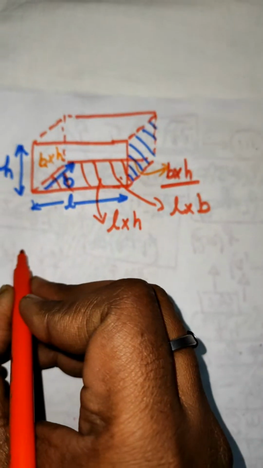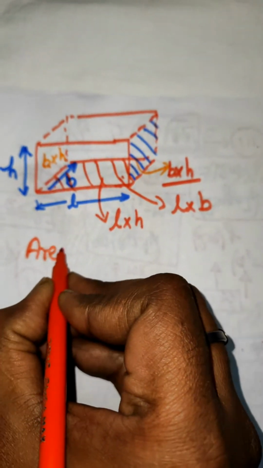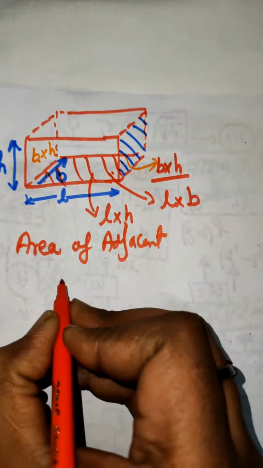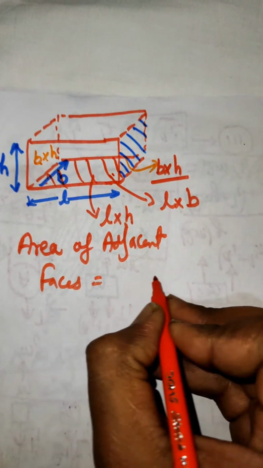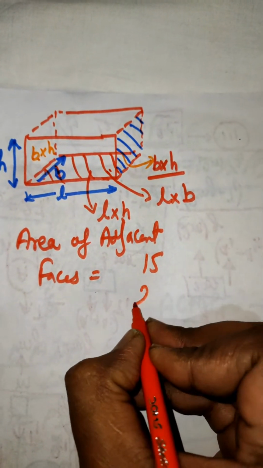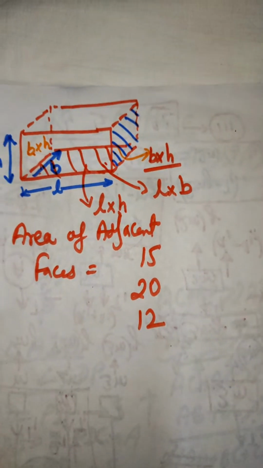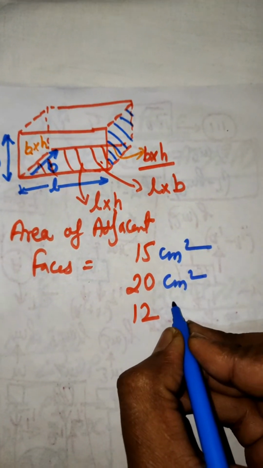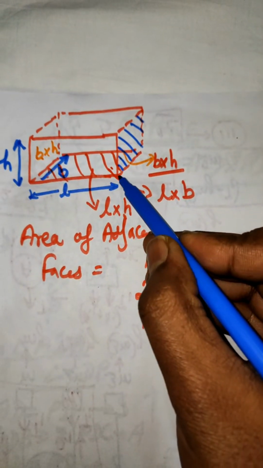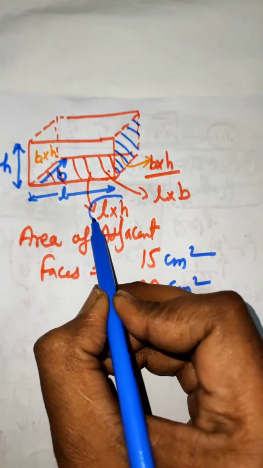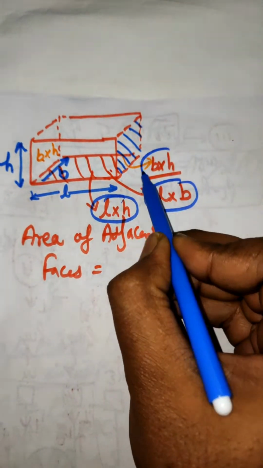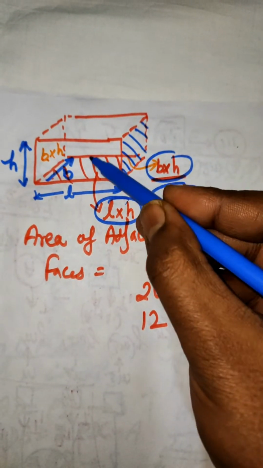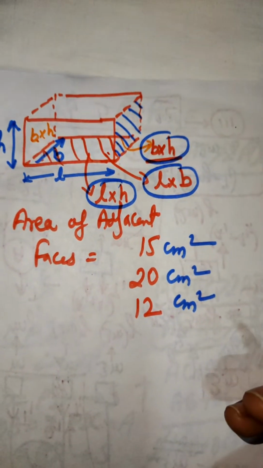So it's given that the areas of the adjacent faces are 15, 20 and 12 centimeter square. These are the areas of the adjacent faces, and you can see the three adjacent faces have the areas L into H, L into B and B into H. Are you able to understand it? These stick to each other. That's why it's said adjacent for this cuboid, right?